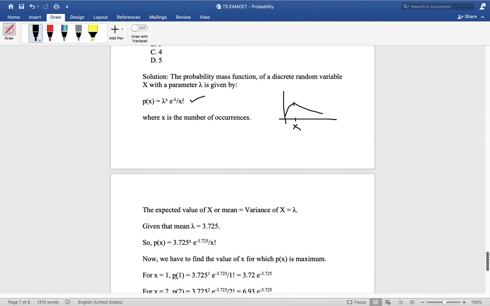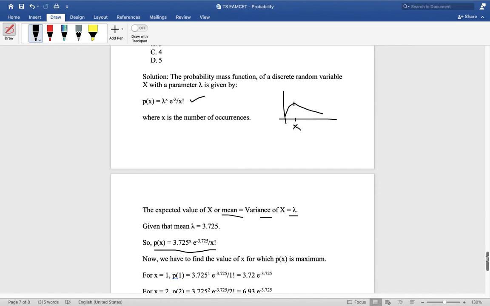So for Poisson distribution, we know that the mean is equal to variance is equal to lambda, which is this parameter over here, lambda. So my probability distribution function is 3.725 raised to the power x into e raised to the power minus 3.725 divided by x factorial. Okay, so this is a very difficult function. If you want to take the derivative of it and then equate it to 0, you will not be able to solve it. It's very tough.